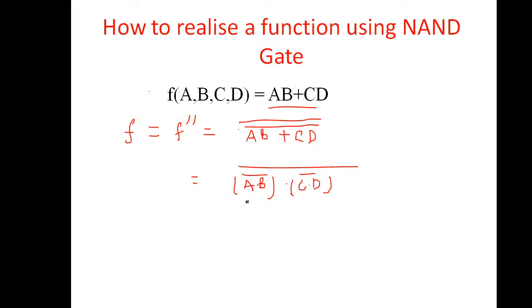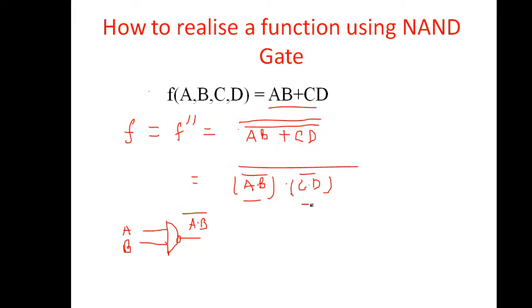So you just take this one and implement it through one NAND gate. AB will be the input you can take. If you apply this, it will be A dot B bar. A dot B bar will be the output.